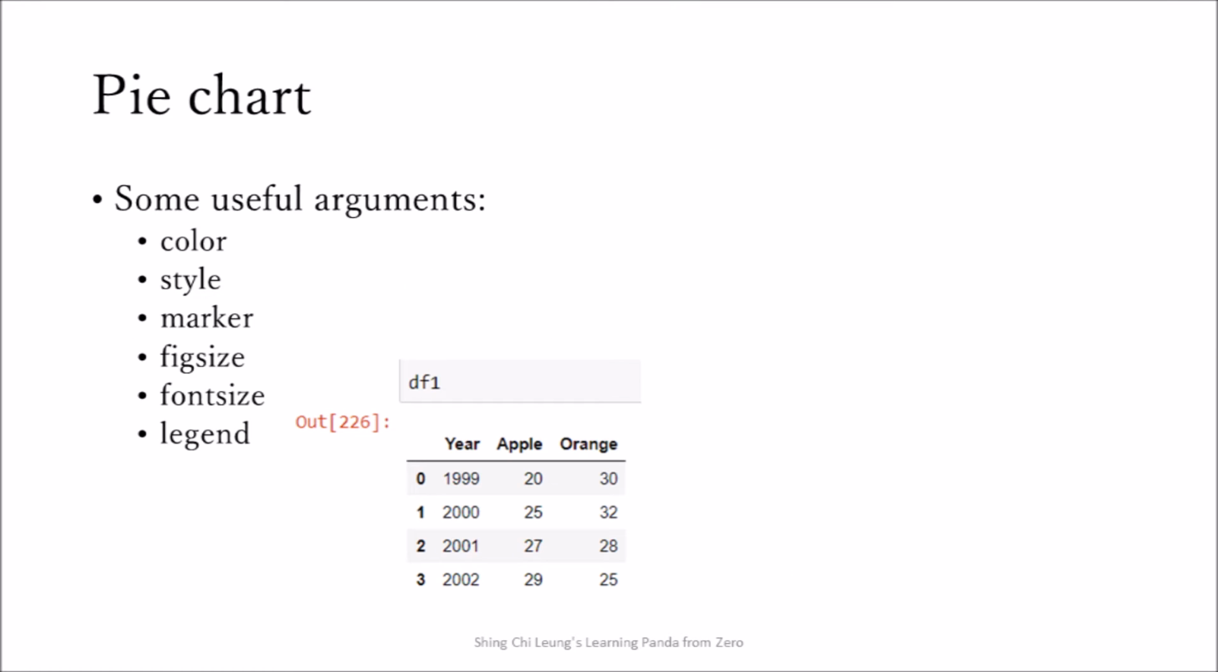There are a lot of useful arguments in Matplotlib which we cannot discuss in detail one by one here. I list some customization arguments here which you may find useful, including color, style, marker, figure size, and so on. For further details, I refer you to the Matplotlib documentation page for their applications.